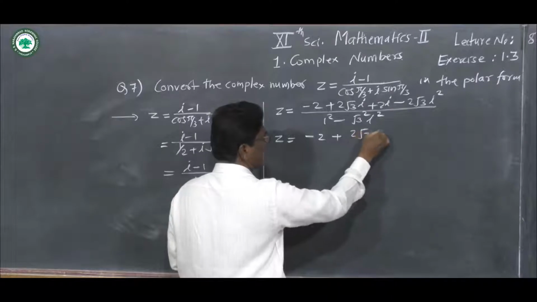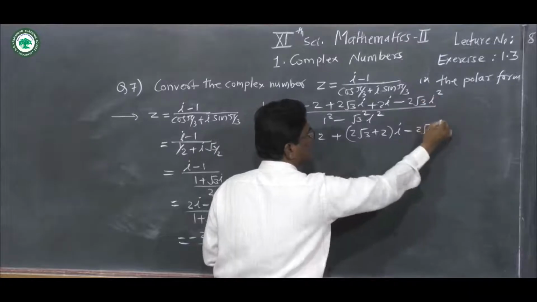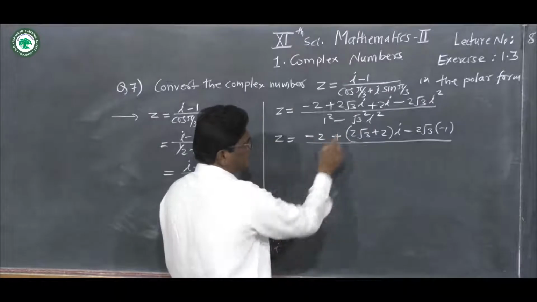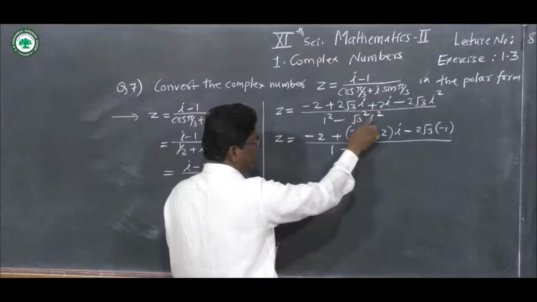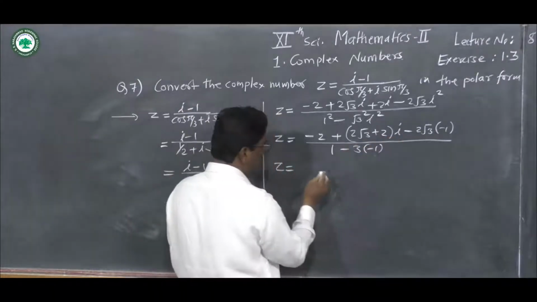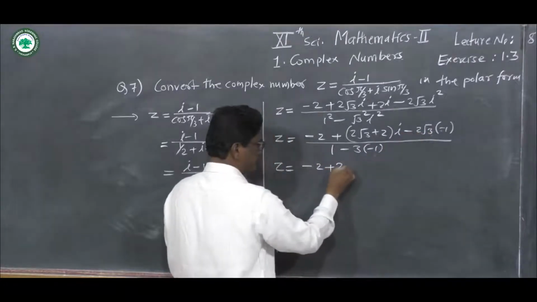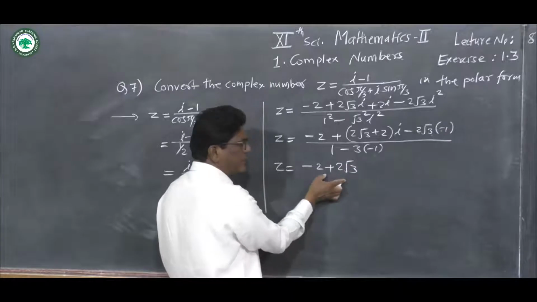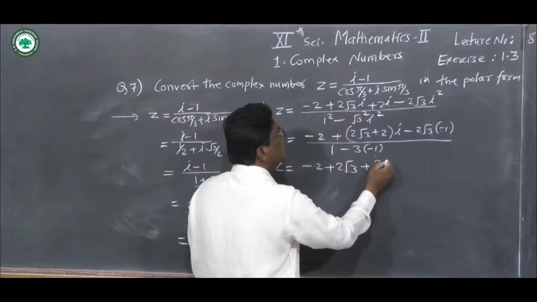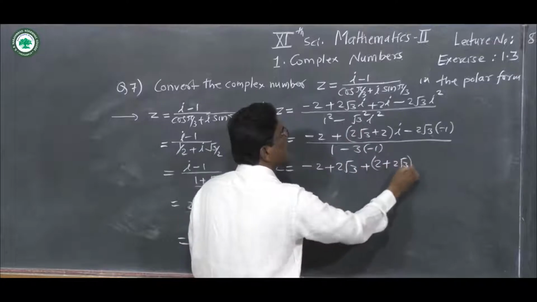That is 2 root 3 plus 2 into i, and here minus 2 into root 3 and i square is minus 1, and divided by 1 square is 1, minus root 3 square is 3, i square is minus 1. So z is equal to, now we take this minus 2 and this minus minus plus 2 root 3, because this is the real part. So we collect the real part, and then this is the imaginary part, plus 2, this 2 plus 2 root 3. We write 2 this and then 2 root 3 and i.